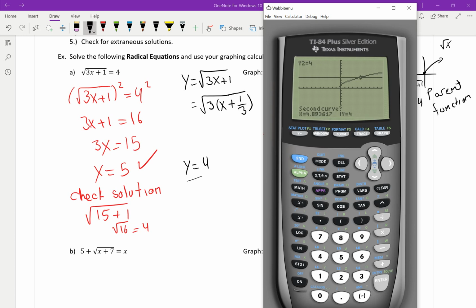And then on the second curve, it also wants me to move my cursor. Now notice that on the second curve, I'm just moving on the horizontal line. And I want to move the cursor to where I think the intersection is. I think somewhere around there. Hit enter. And then your calculator does a little bit of magic, and it tells you that the intersection is at x equals 5. So this would be another way to solve these types of equations graphically using your calculator. Okay, so let's get back to manually solving these things.